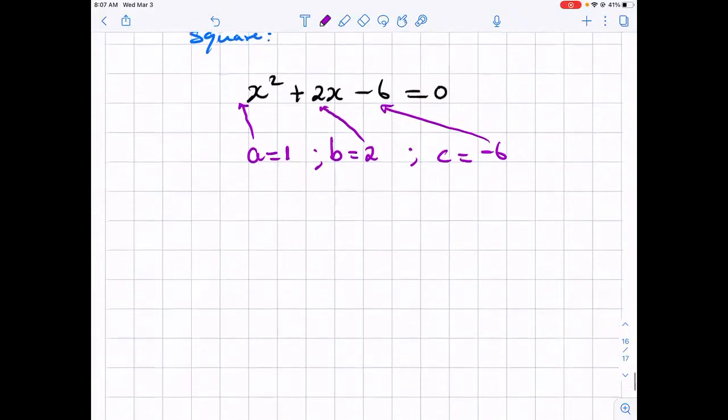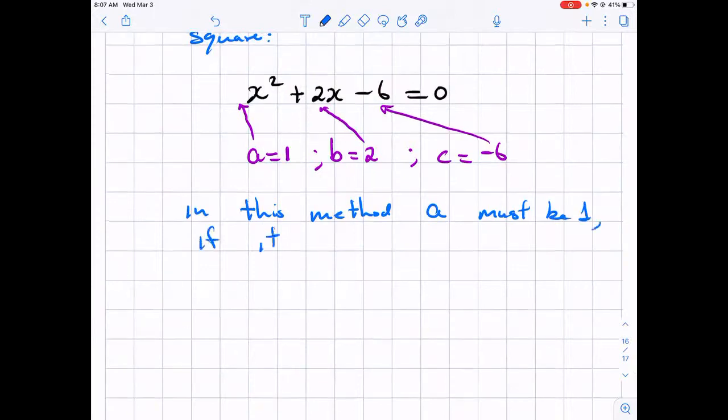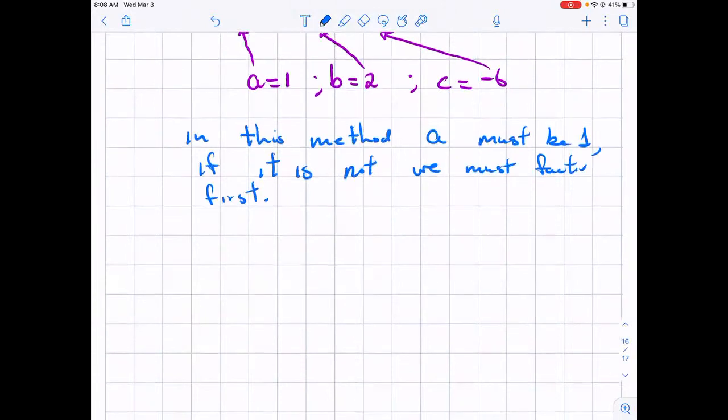Now, in completing the square, in this method, a must be 1. Okay? If it is not, we must factor first. So in this example, a is 1, and we don't have to worry about that.